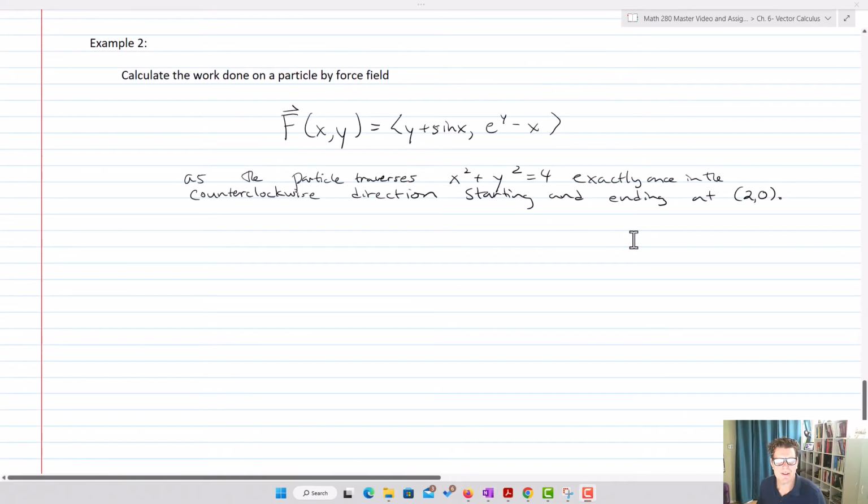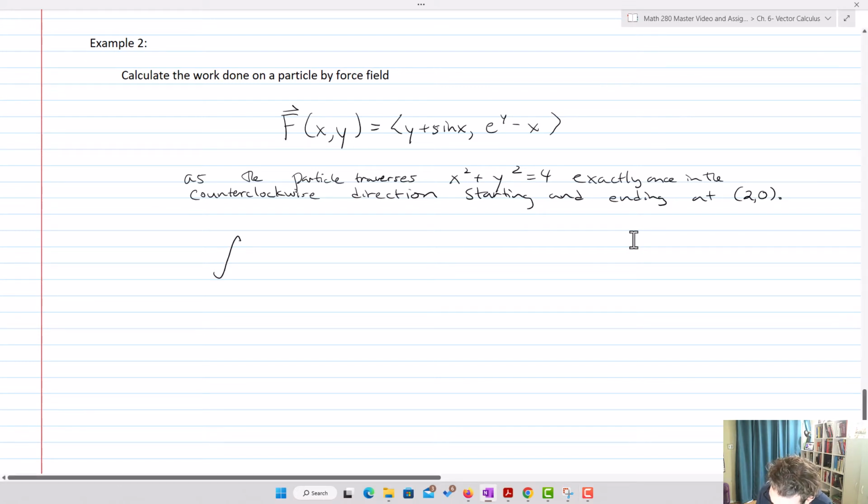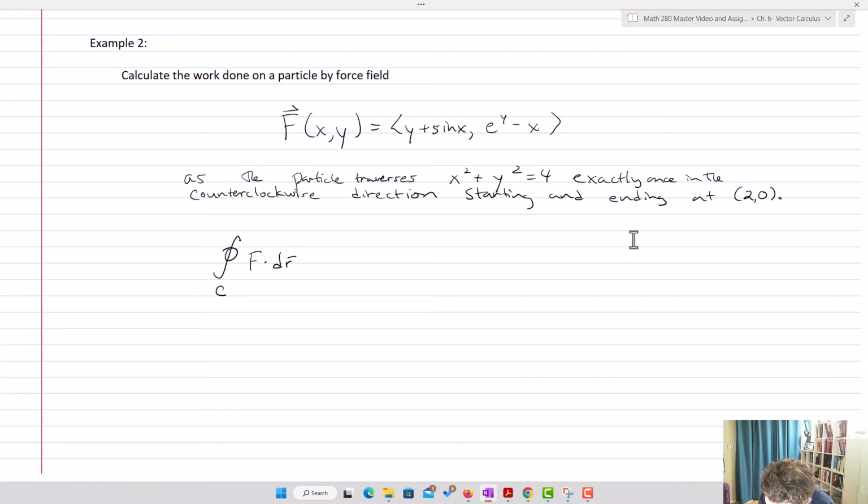So let's take a look at another example. Let's say we want to calculate the work done on a particle by a force field F(x, y) equals (y plus sine x, e to the y minus x), as the particle traverses x squared plus y squared equals 4 exactly once in the counterclockwise direction, starting and ending at (2, 0). So we're going to have this line integral over C of F dot dr, because we're looking for the work.